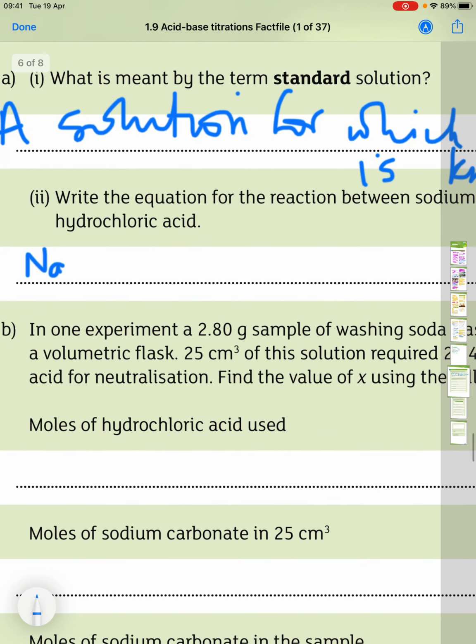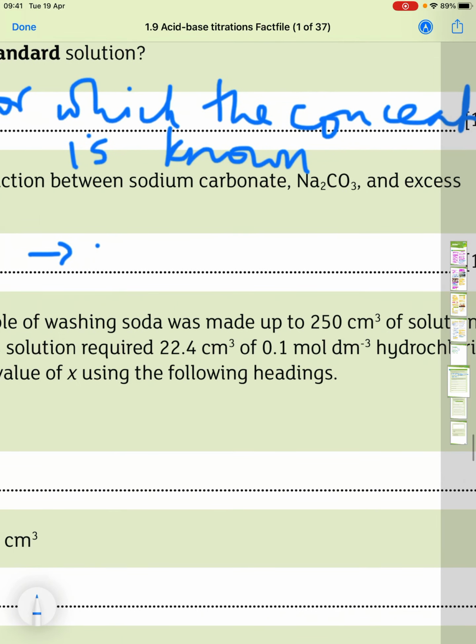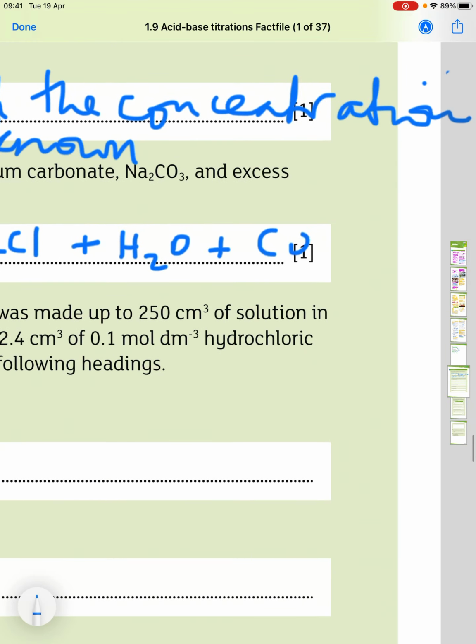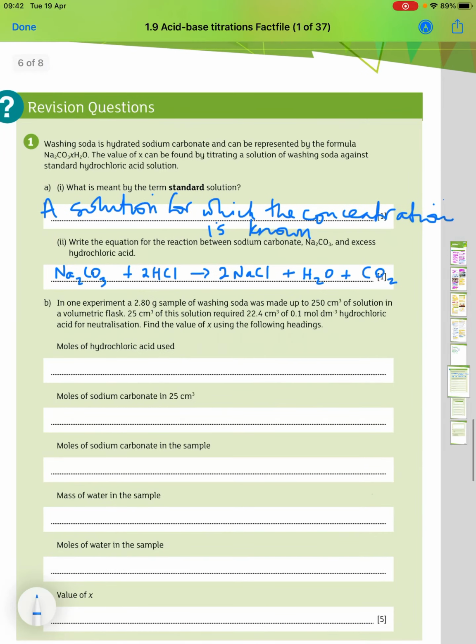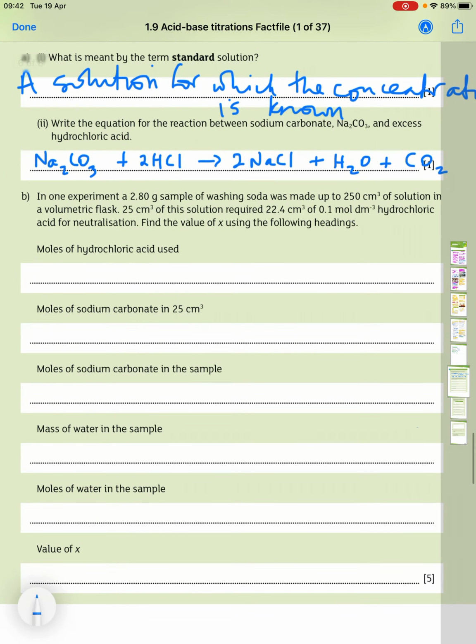Now, an equation for the reaction between sodium carbonate and excess hydrochloric acid. So Na2CO3 plus 2HCl gives you 2NaCl plus H2O plus CO2.